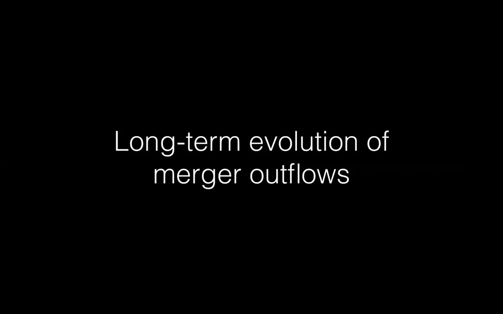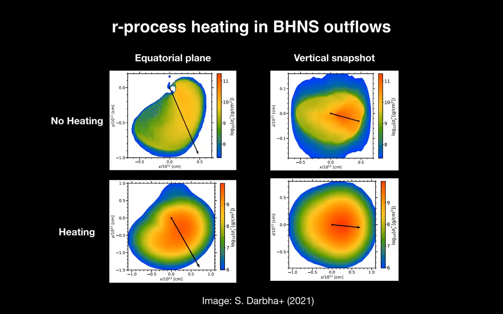All right, and to end this talk, I would like to also emphasize that even after you have finished your merger simulation, there is still a lot of uncertainty in propagating the outflows, heating them through r-process nucleosynthesis, and then doing photon transport in the outflows. So I'm going to show you one potential source of uncertainty, which comes from a recent paper that Siva Darbha and Dan Kasen published based on starting from the outcome of one of our black hole neutron star merger simulations.